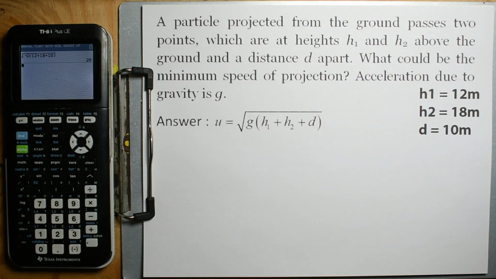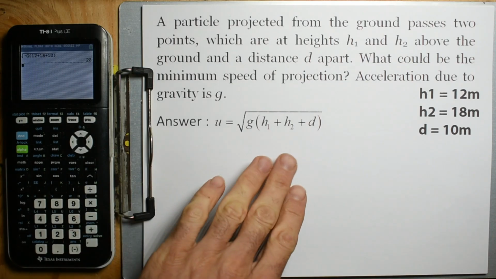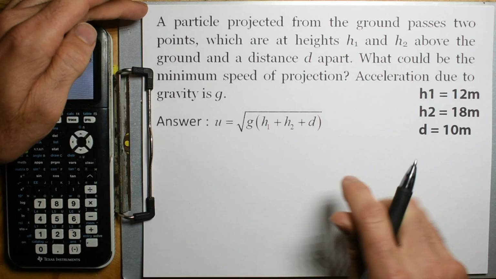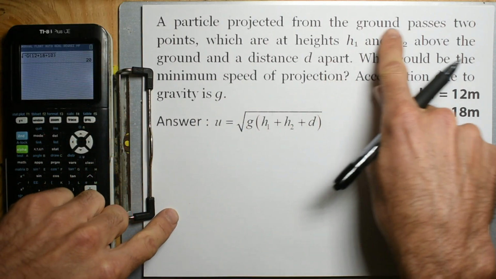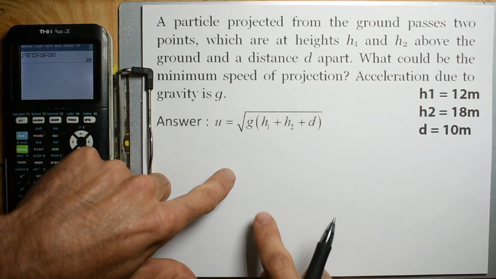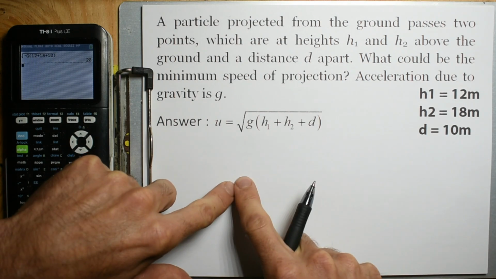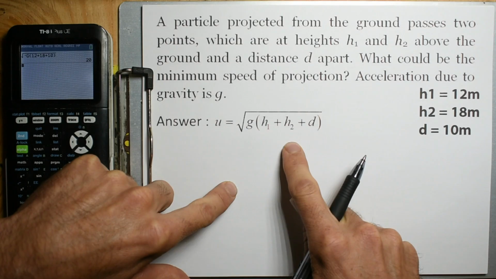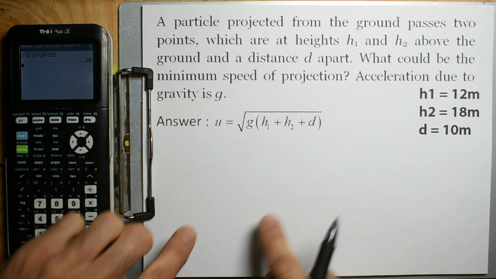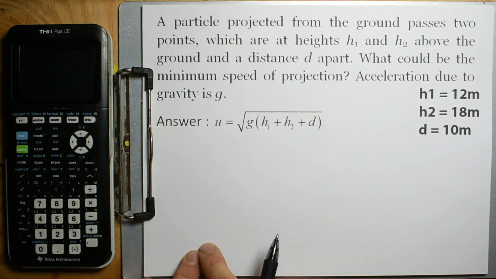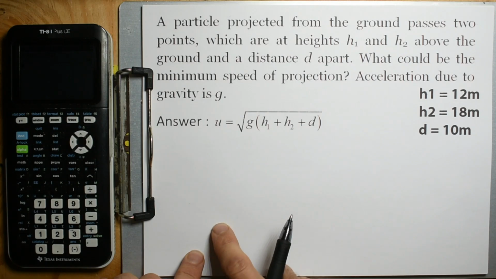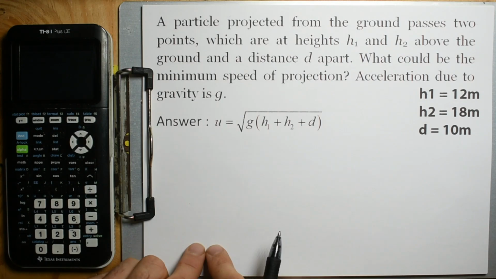Okay, hell yeah. So I'm going to use a fresh sheet of paper, so let's read through this. A projected particle from the ground passes 2 points, which are at a height h1 and then at h2. h1 is at 12 meters, h2 is at 18. The first part of this problem is like, hey, is it going to be more sensical to have this thing hit both of those on the way up?